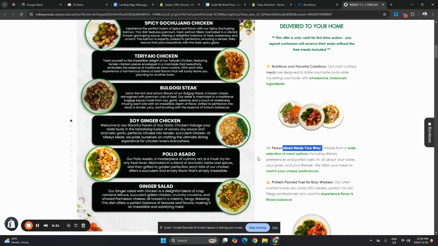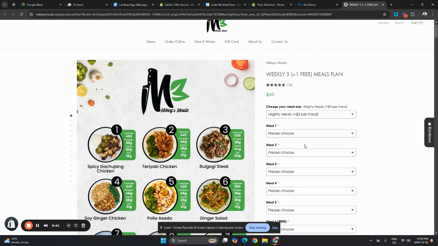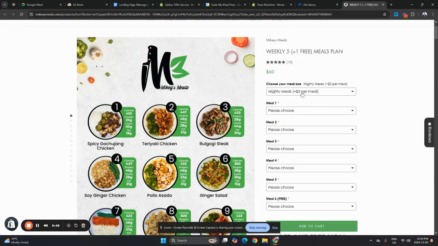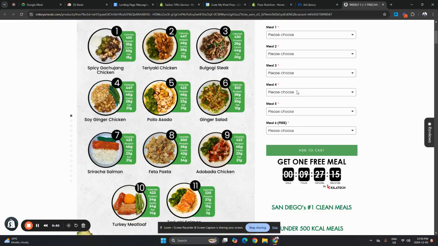Personalized meals your way offer a wide selection of meal options, including dietary preferences and portion sizes. Now, what could we have done differently here? Be more specific. So preferences, we've got Mighty Meals and we've got low carb meals. But I'm kind of confused. What does higher protein actually entail, right?